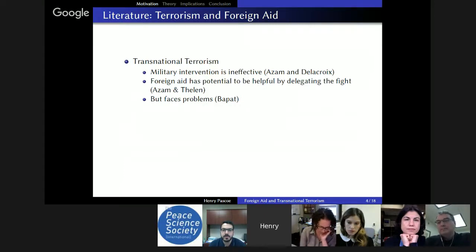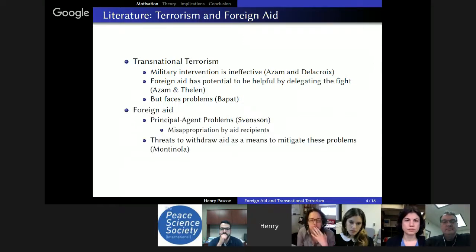The implications of this project for the terrorism literature are that agreements can really matter. They can improve efforts to delegate the fight against terrorism by using foreign aid, but by providing benchmarks for donors to evaluate how aid is used. And in this way, this project connects to the literature on foreign aid and principal agent problems. And so I show that international agreements have a role to play in how effective foreign aid is at accomplishing its goals.